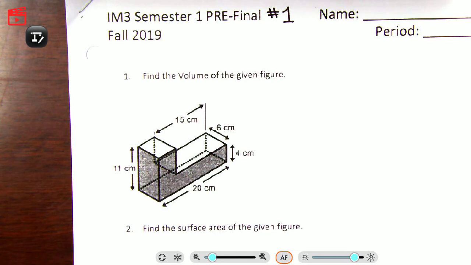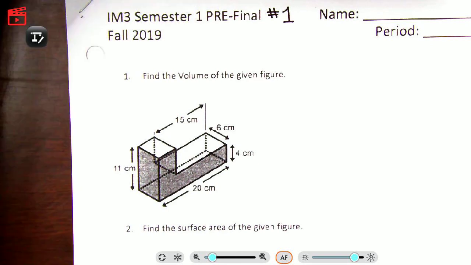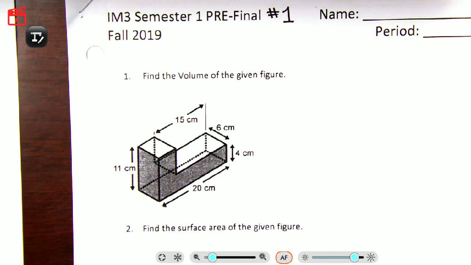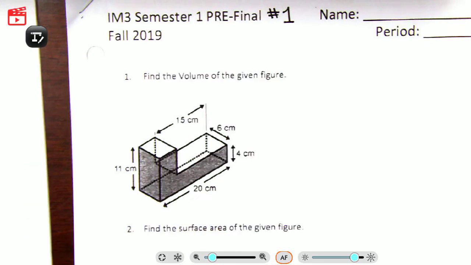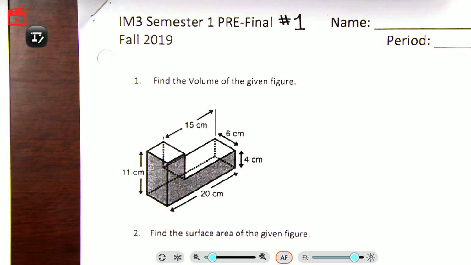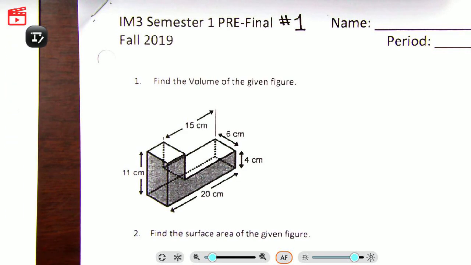So the first thing is it's asking us to find the volume of the given figure. Now on your test, you will be able to use your reference sheet. Excuse me here while I grab it. I will pass that out to you. This is where I'm getting my formulas from. I'm not expecting you to memorize these formulas, although with time you should be able to commit them to memory.